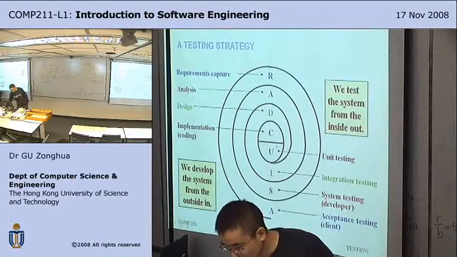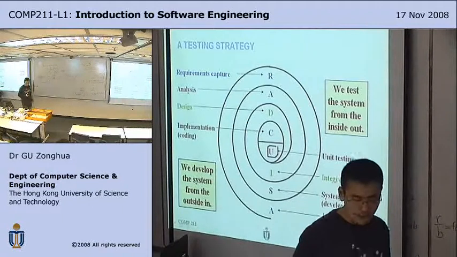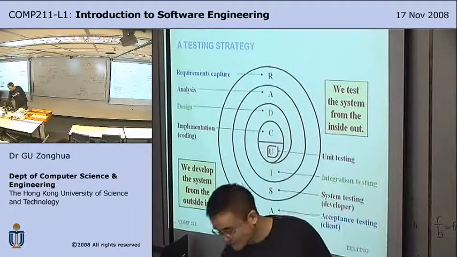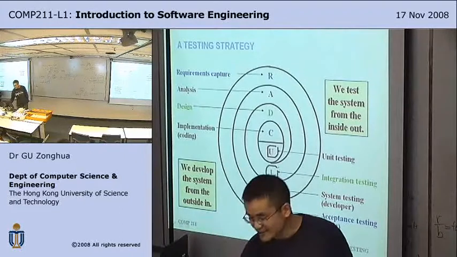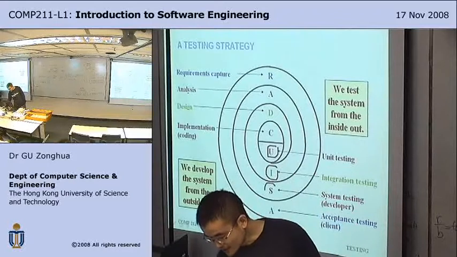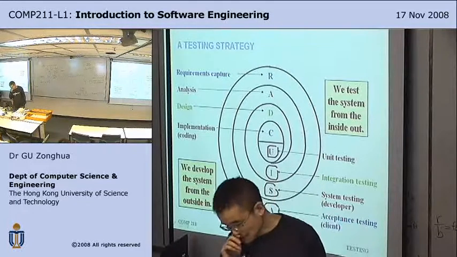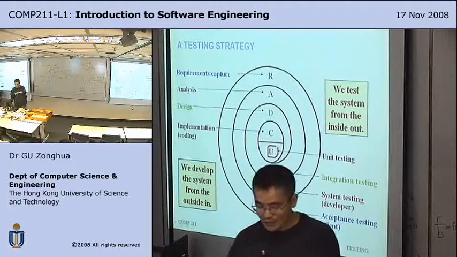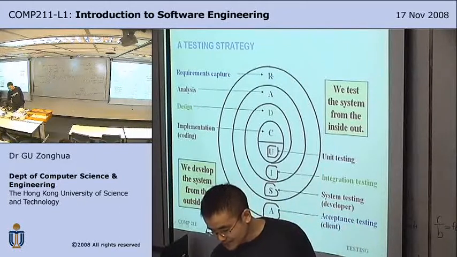So unit testing, that is, you're testing each small component as you develop these components. Integration testing, you're testing integration of multiple components into subsystems. And system testing, and finally acceptance testing by the client. Acceptance testing really is testing the requirements. So it corresponds to the requirements capture.